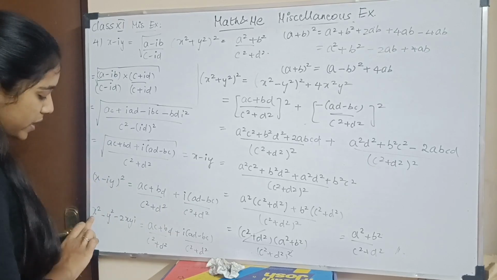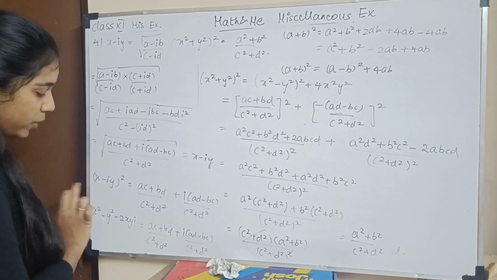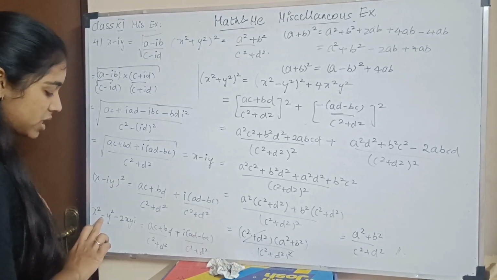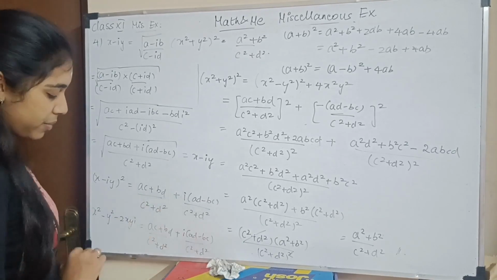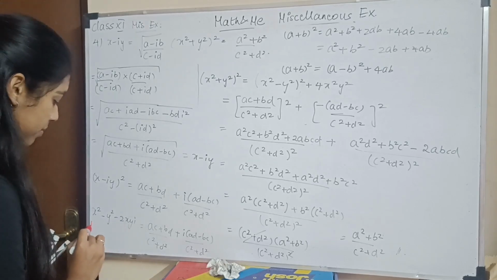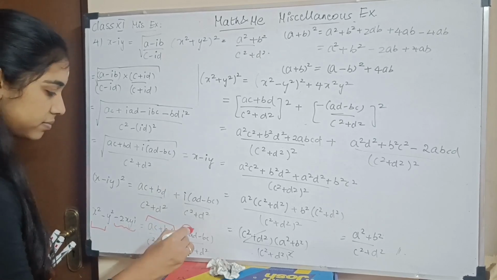A minus B the whole square is A square plus B square, but B is another iy. iy the whole square is i square y square, which is minus 1 times y square. So you have a minus here. Minus 2xy. So here I have the real part and an imaginary part. So now I'm equating the real and the imaginary part. So this is my real part and this is my imaginary part.